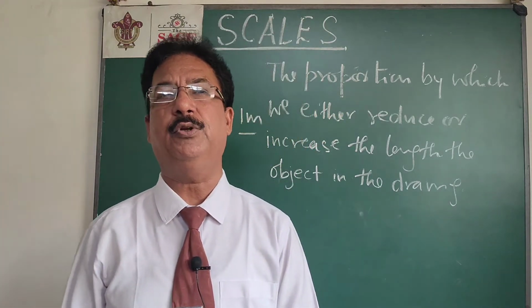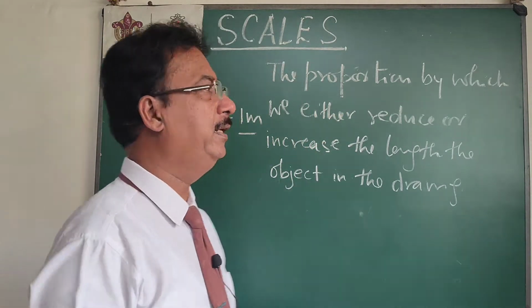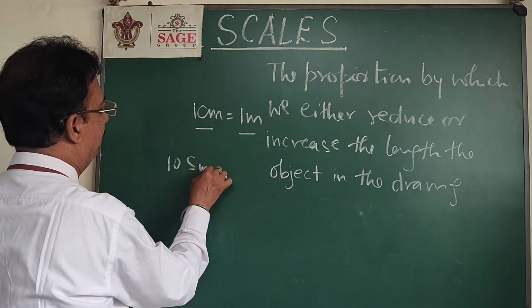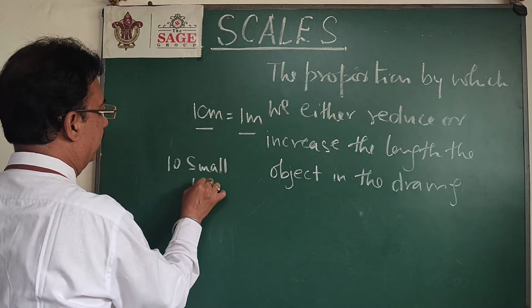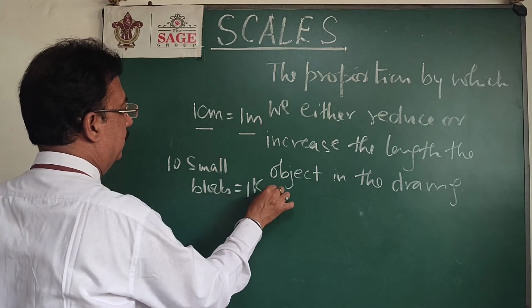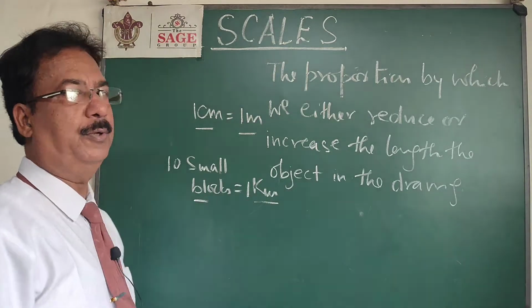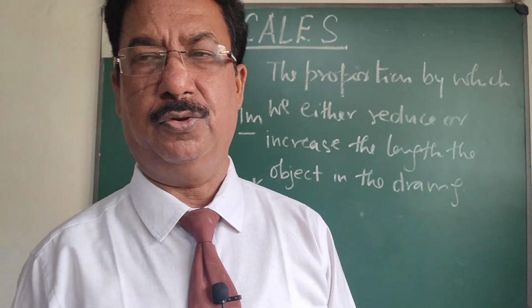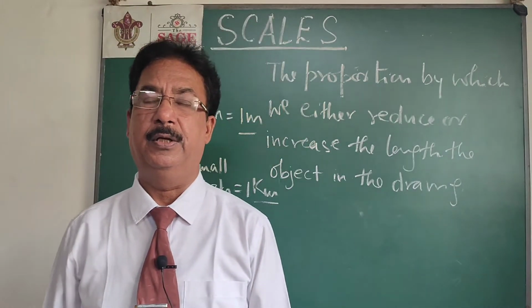So that type of proportion in the graph paper, normally we will say that maybe 10 small blocks will be equal to 1 kilometer. So if I select 10 small blocks from the graph paper, that will represent the length of 10 kilometers. So scale is that proportion.